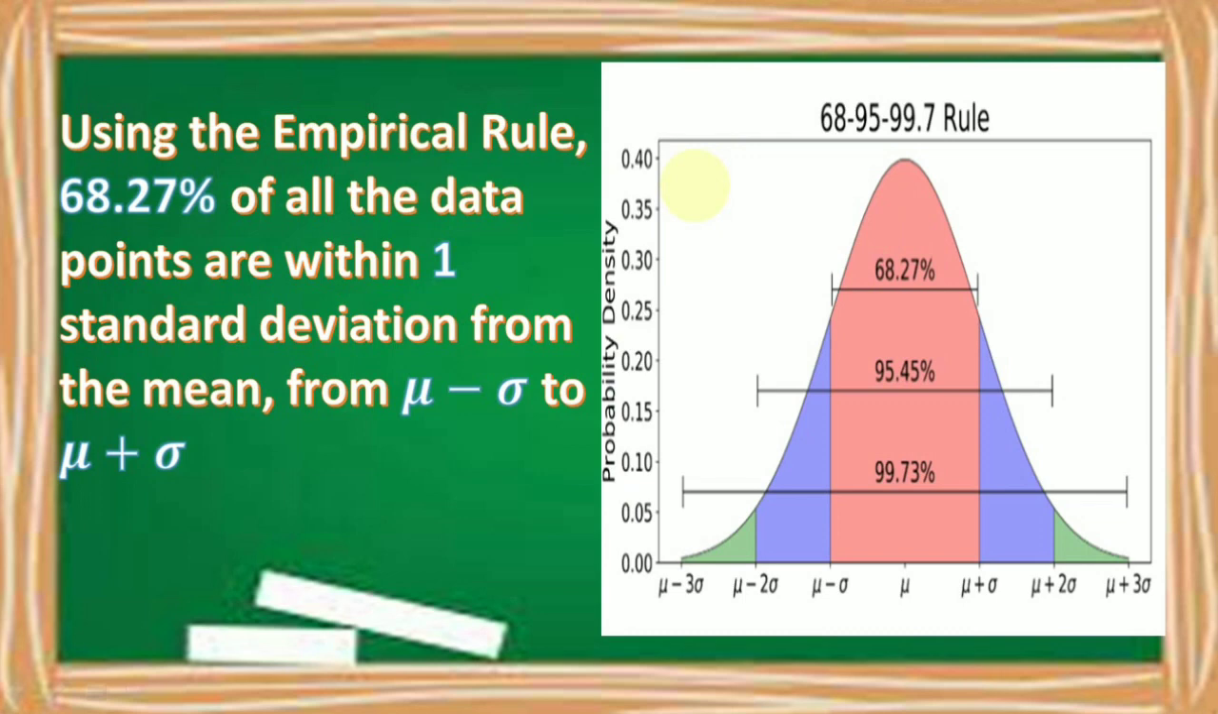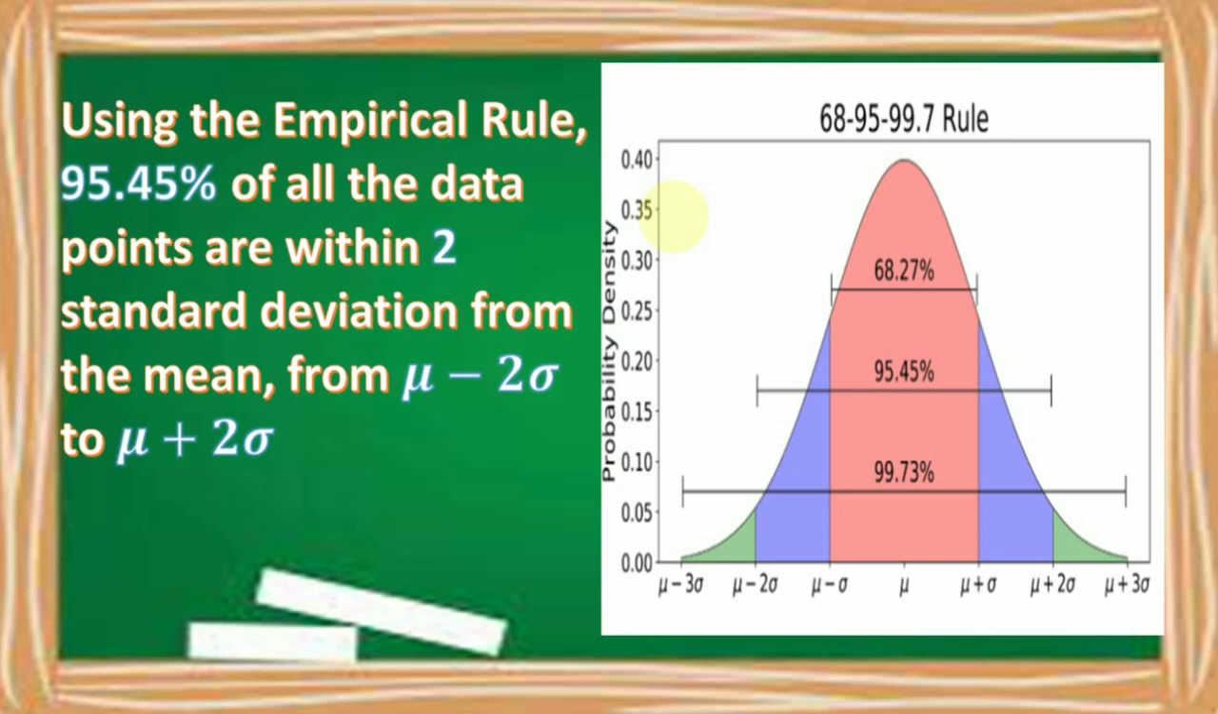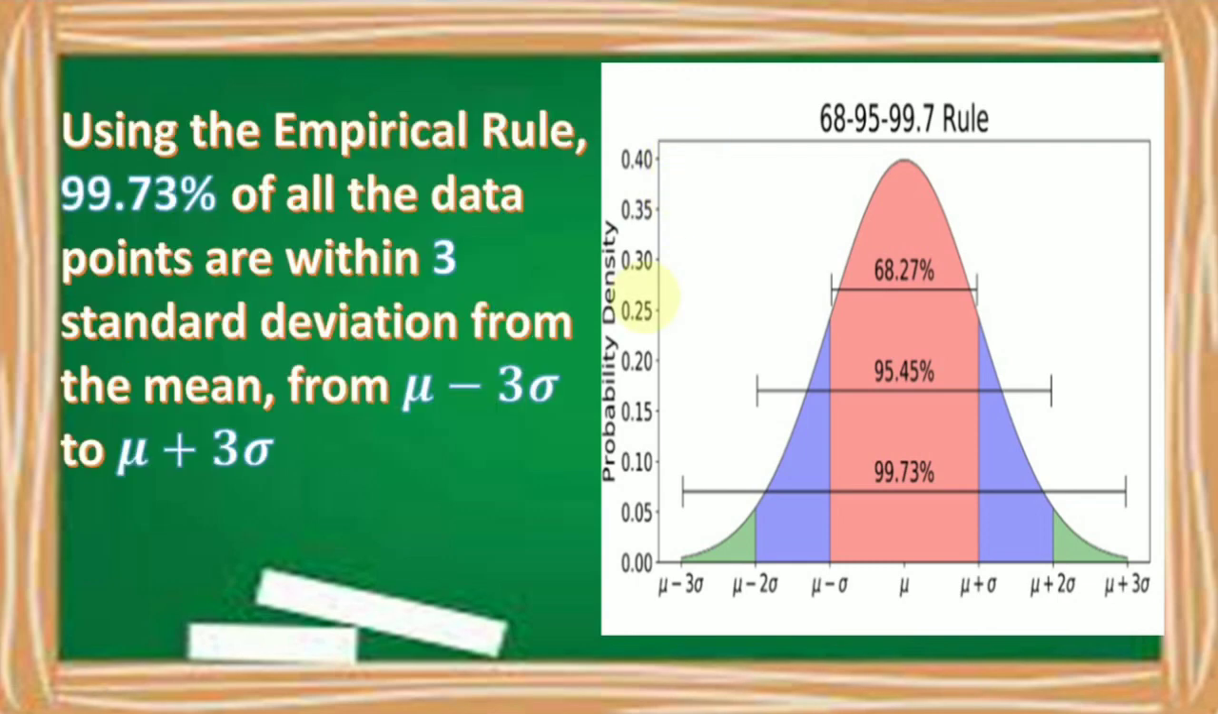Using the empirical rule, as shown in the figure, 68.27% of all the data points are within one standard deviation from the mean, from μ minus σ to μ plus σ. 95.45% of all the data points are within two standard deviations from the mean, from μ minus 2σ to μ plus 2σ. 99.73% of all the data points are within three standard deviations from the mean, from μ minus 3σ to μ plus 3σ.